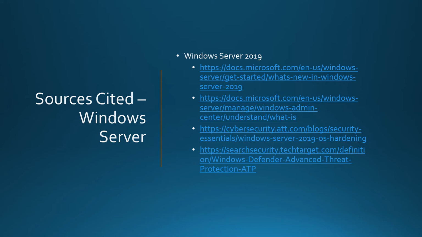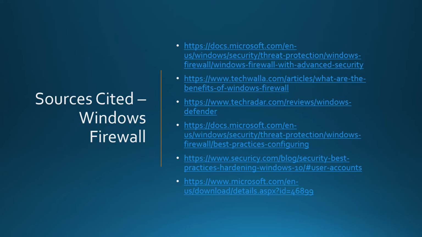These are the sources I used for the Windows Server and the Windows Firewall. I'm posting them here if you want to look through them. These are specific to the Windows Server. Next slide will be for the Windows Firewall. And these are the sources I cited for Windows Firewall, where I dug up most of my information. So I'll give you a few minutes to look through, write them down, or whatever you need to do to copy them down for yourself.